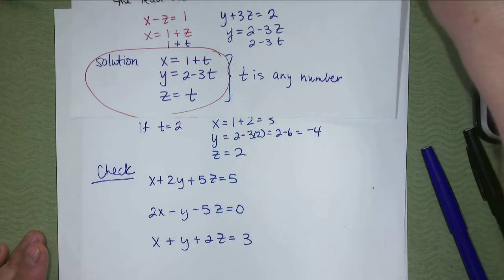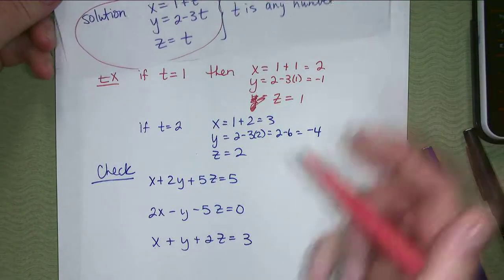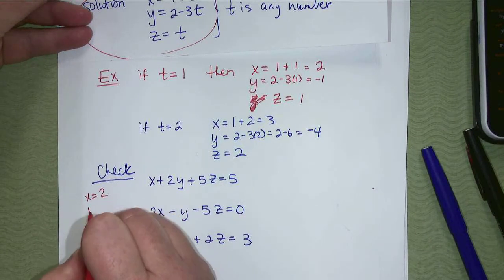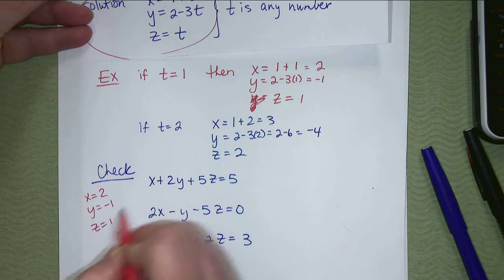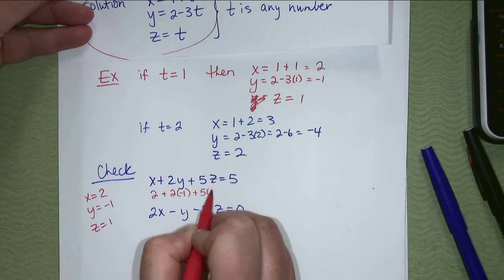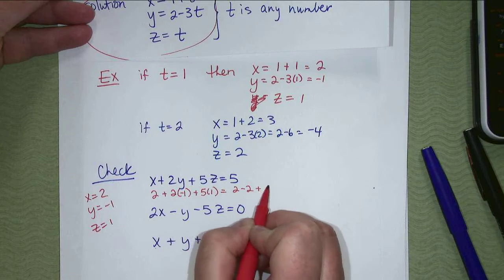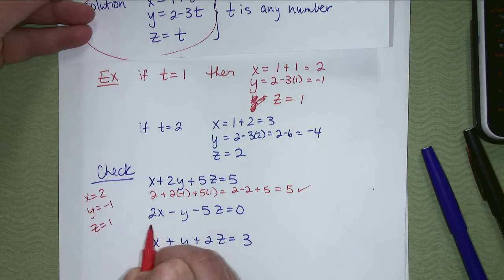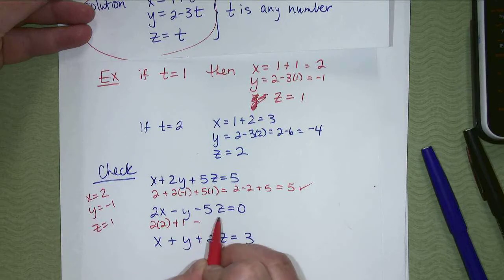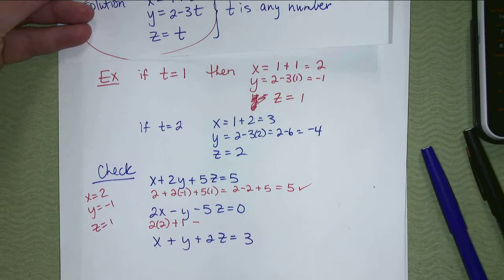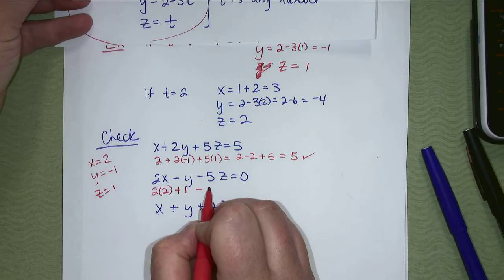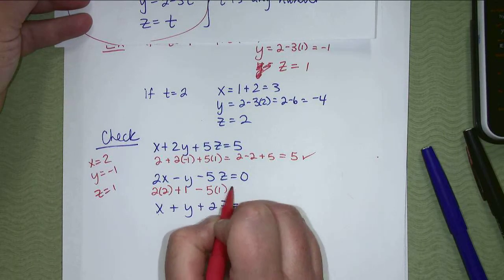So if we use this first one, x was 2, y is negative 1, and z was 1. So 2 plus 2 times negative 1 plus 5. That works. So you can just show that it works for multiple numbers of t? Yeah, you don't need to, you just need to check one, and then you assume it's true for all, because you got it from a formula. So that's 4 plus 1 minus 5, that's 0.